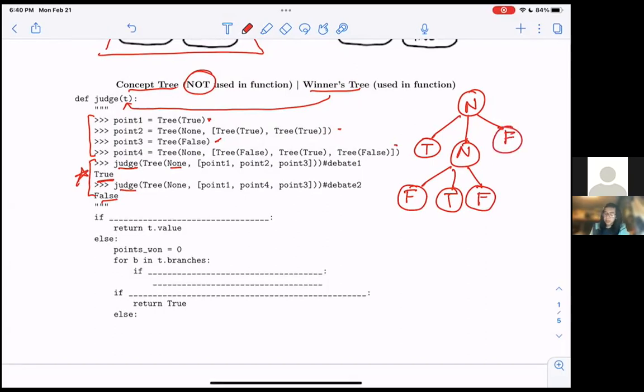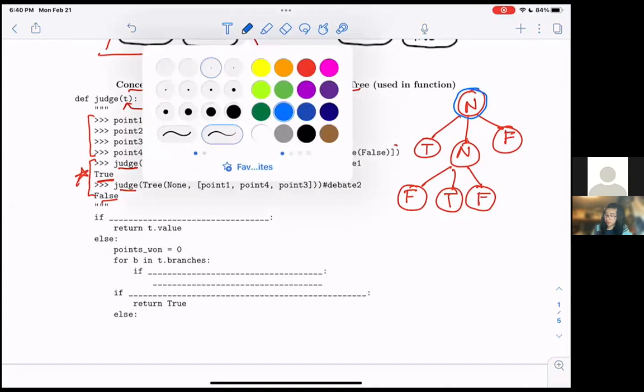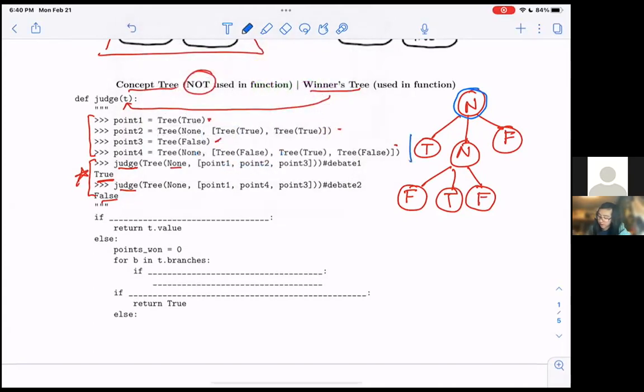Okay, so now once again, let's take a look at what is happening. We are currently looking at the top node, which is what we pass in as t, the root of the entire tree. And we want to determine who has won the majority of the points. How do we determine that? Well, we look at who has won each of the subpoints, which are essentially the branches of the current tree that we're looking at.